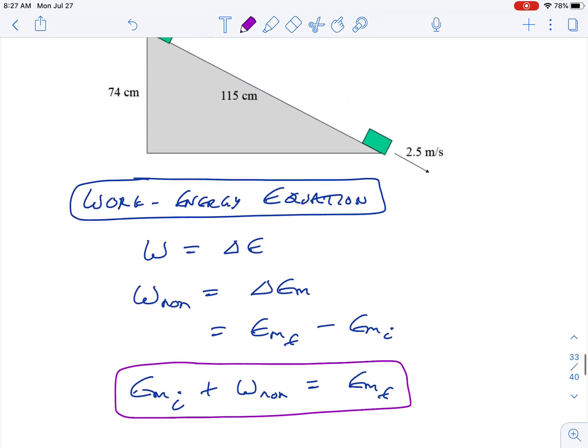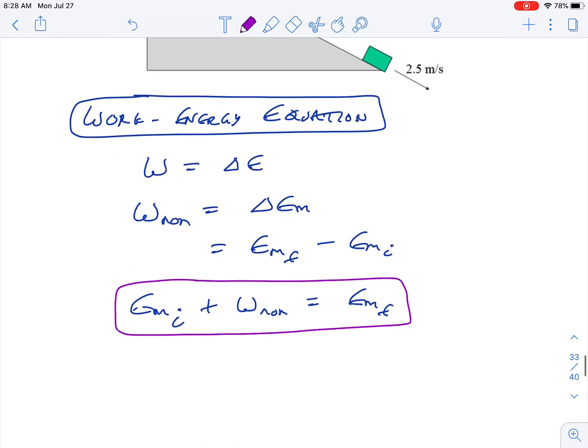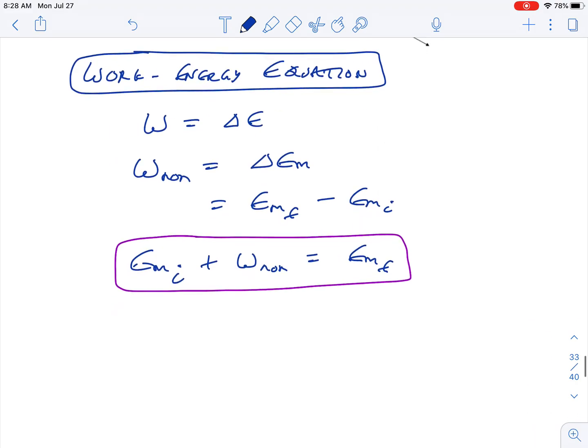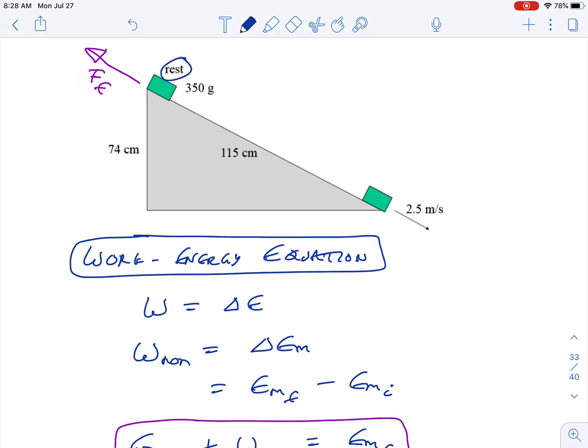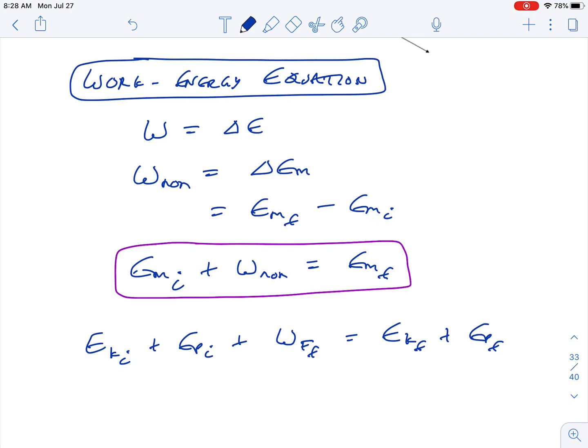Okay, and let's list them out. I'll have to keep bouncing back and forth. I apologize for that. But if we list out all the energies, the mechanical energies again are kinetic energy initial plus potential energy initial plus the work done by, in this case, the non-conservative force, which was the force of friction, equal to EK final plus EP final. Now at the beginning, can you see this thing actually starts at rest? That means that there's no kinetic energy.